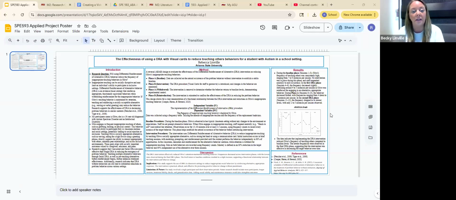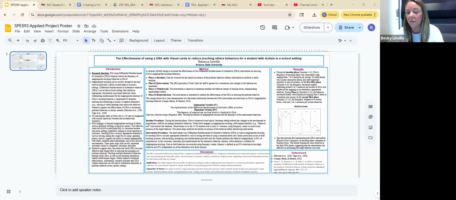Things that I learned were that the staff in the classroom play a big role in this. It was a big part of teaching the staff, and also reminding them that the fewer verbals you give her, the better. So just gesturing to those visual cards, so that she can really see and there aren't too many words going on in her head. I noticed that the DRA allowed for a decrease.